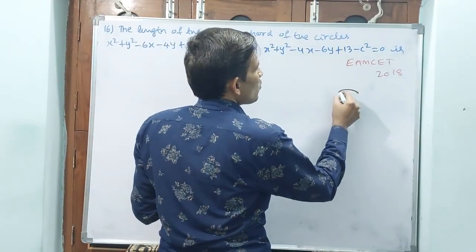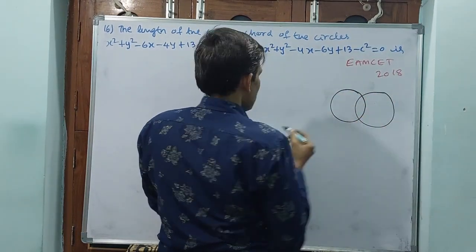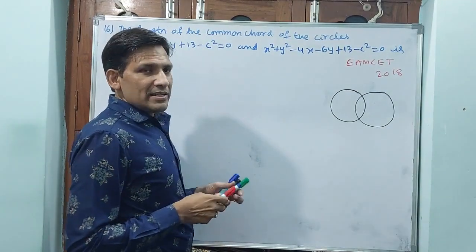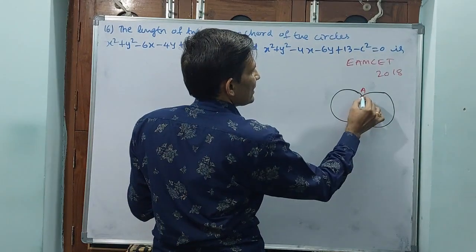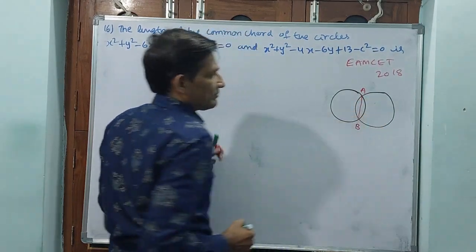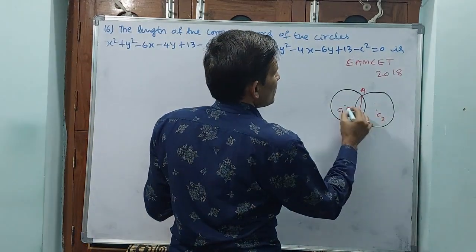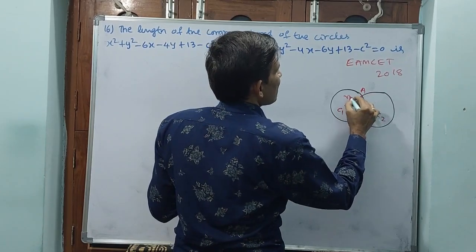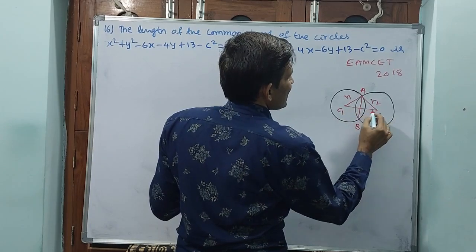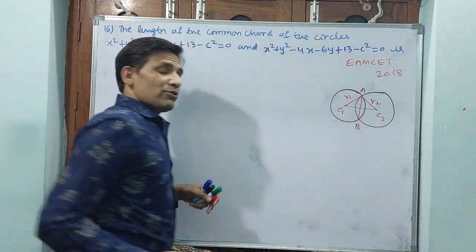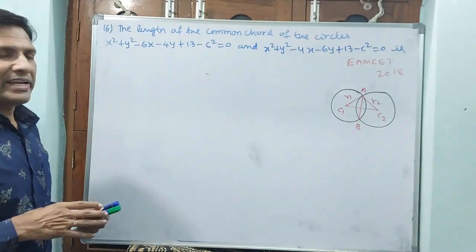You see, two circles are there, logically like here. Common chord length means this one. Say it is touching here at A and here at B. Then AB will be the common chord length. This will be C1, this will be C2, this will be R1, this will be R2, and the distance between centers C1C2 you can take as D.